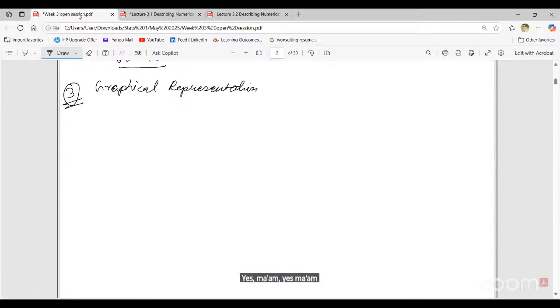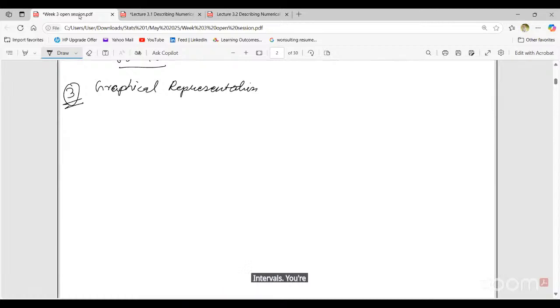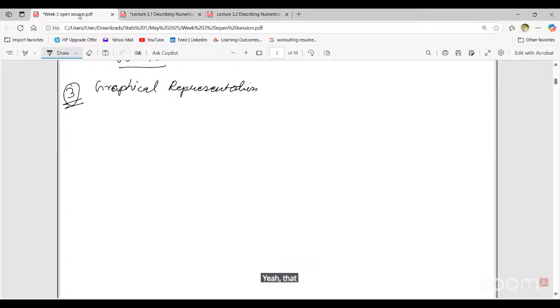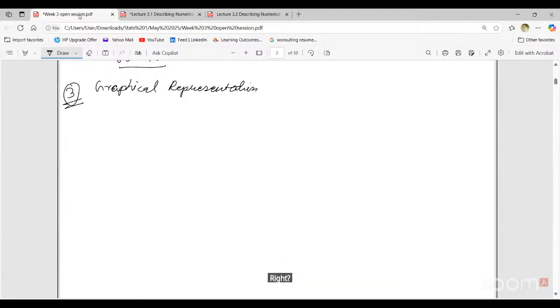You understand my point? If you have a small number of data, you can organize them distinctly. If you have a large number of data, you're going to make class intervals. You're going to group them, then calculate the frequency. You got that point? Okay. That's it. So just remember the concept and use that concept in practical things. Fine? Yes, ma'am.